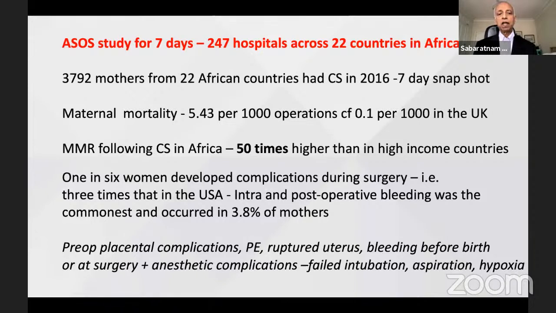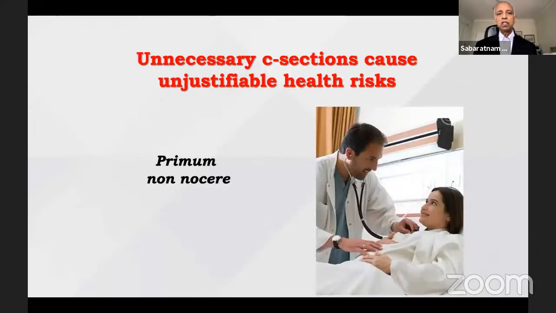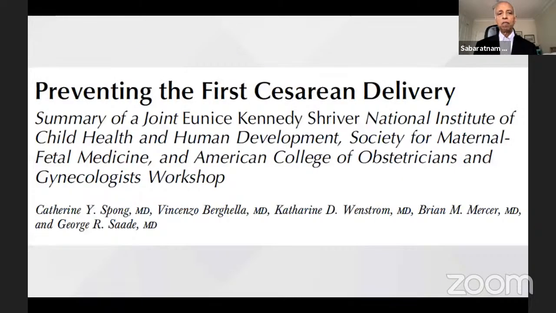However, we must keep in mind the cesarean section in Africa might have been done for ruptured uterus, bleeding before birth, placenta accreta, etc. So there might be other reasons for maternal mortality, but still it is high. So our principle as a doctor should be primum non nocere. That means we shouldn't do any harm. We should do beneficence.